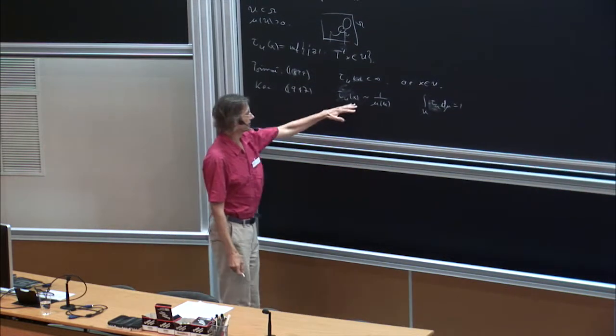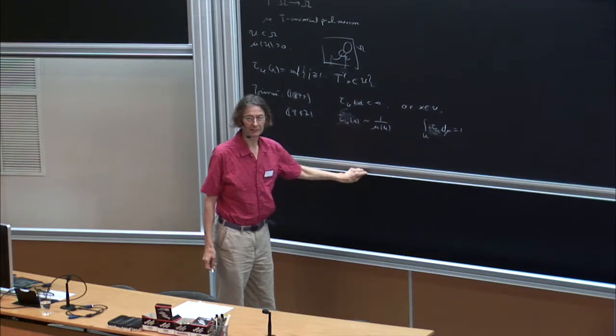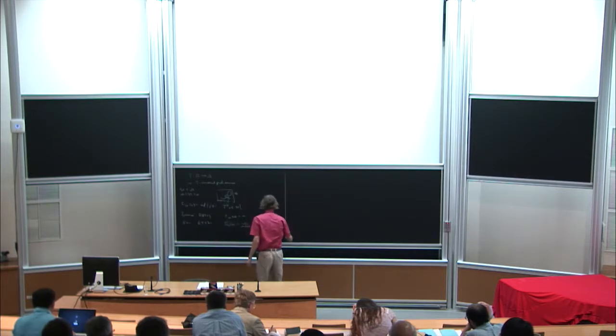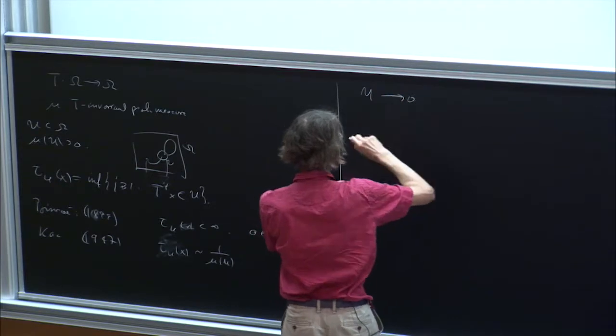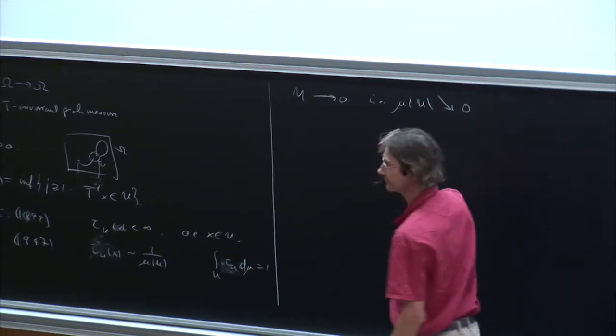And we are of course interested in how this is distributed, because it naturally is not equal to this value, or anywhere close, in some uniform fashion. So what one wants to do is have U go to 0. What it means is that the measure of U goes to 0 somehow.